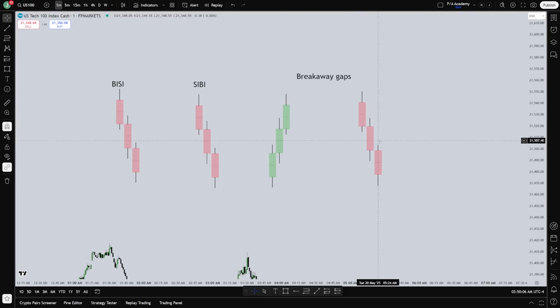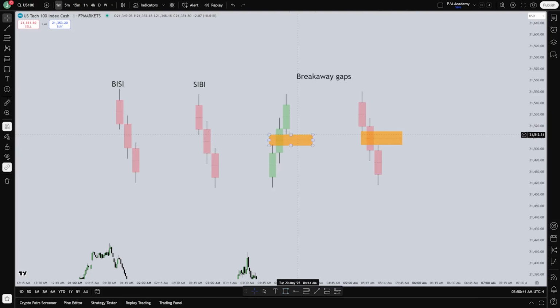You don't take trades off them. You don't really use breakaway gaps to do anything, except to move your stop loss up under and expect it to stay open. That's all it is, a fair value gap that stays open. It's just an indication of bullishness. That's all it is.